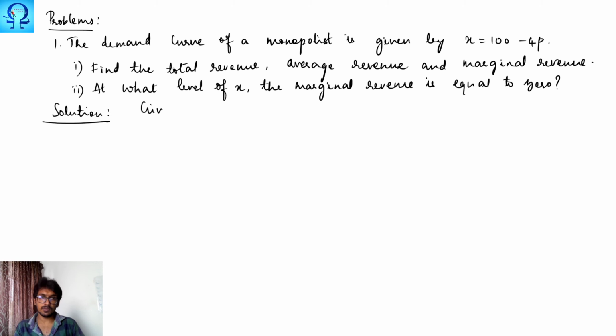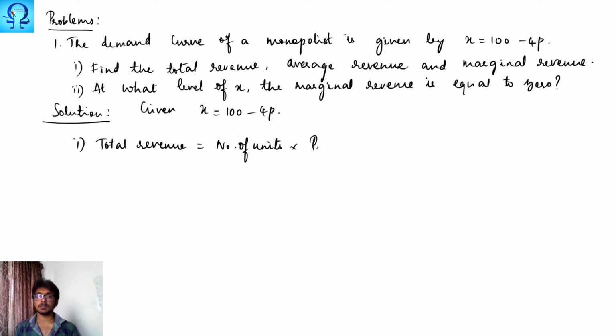So we are given that x is 100 minus 4p, and we know that x is the number of units that we produce and p is the price. Okay, from which we'll have to identify what is the price. In order to find the total revenue, it is number of units multiplied with price per unit. So in general, we take the number of units to be x, and we'll have to find out what is p. So that p is going to be found from the given information.